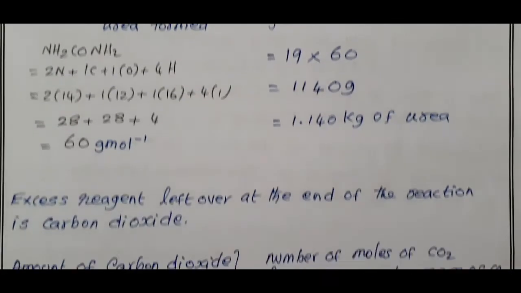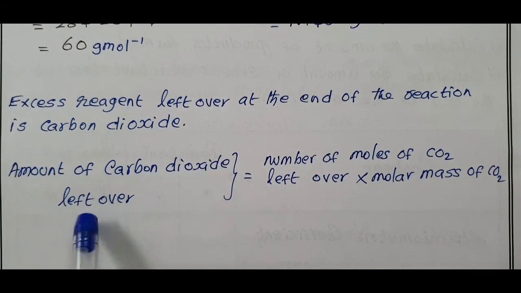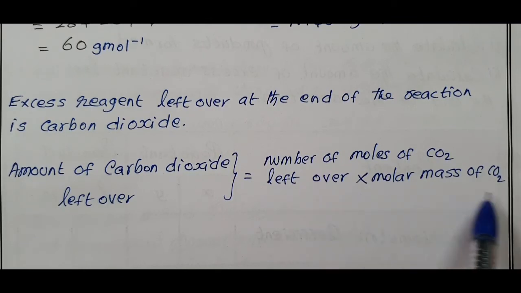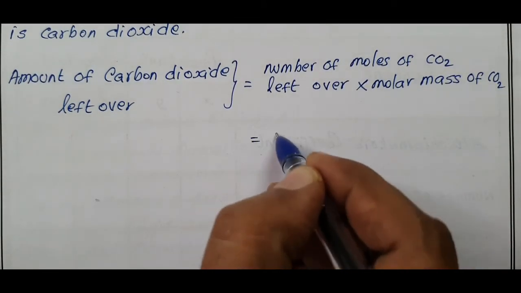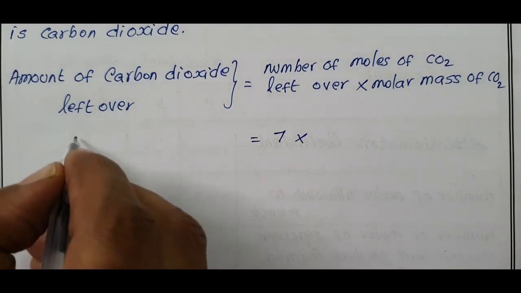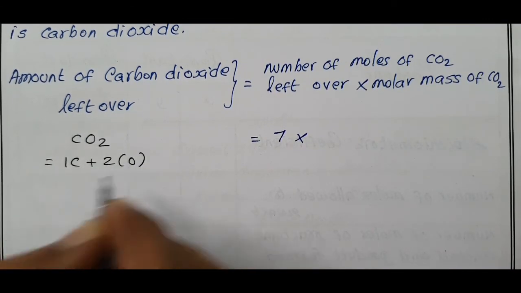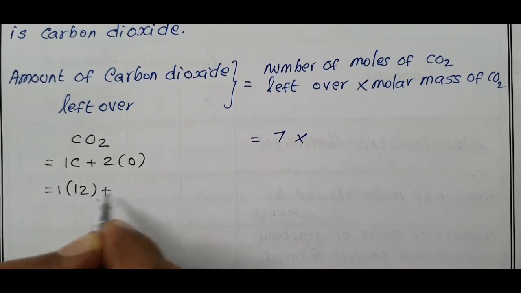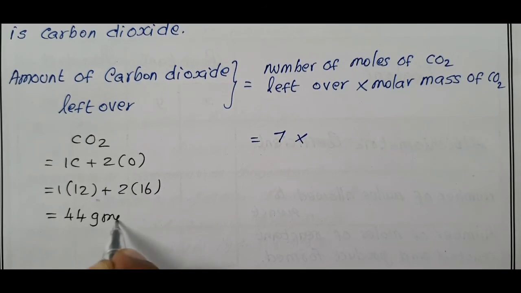So, the excess reagent left over at the end of the reaction is carbon dioxide. Amount of carbon dioxide left over equals number of moles of carbon dioxide left over into molar mass of carbon dioxide. Number of moles, from the tabular column, we can write 7 moles of carbon dioxide left over. Carbon dioxide molar mass: carbon dioxide CO2 contains 1 carbon plus 2 oxygen. That is equal to 1 into 12 plus 2 into 16, 12 plus 32 equal to 44 gram mole power minus 1 is the molar mass of carbon dioxide.